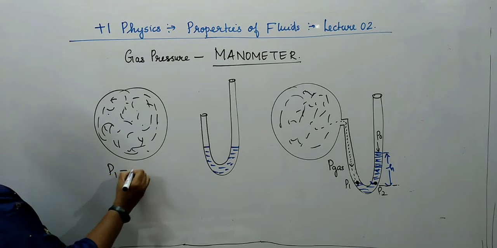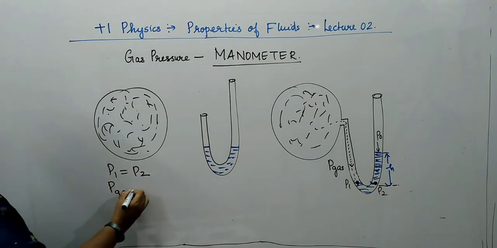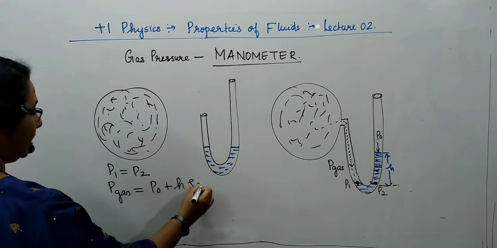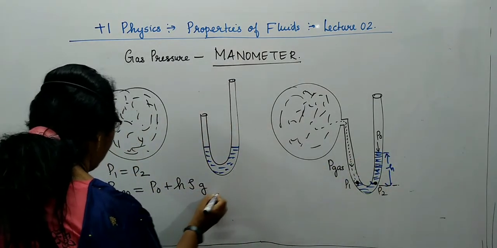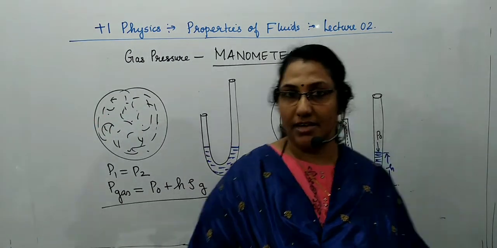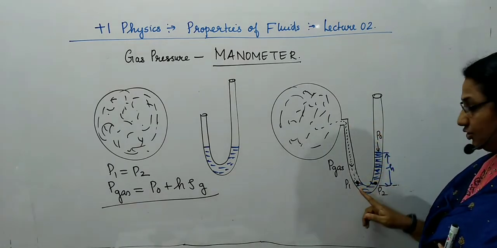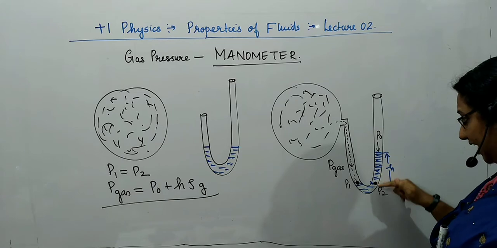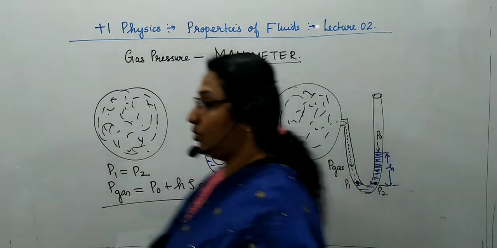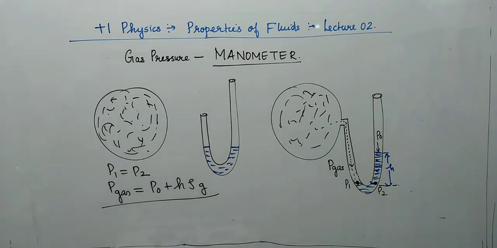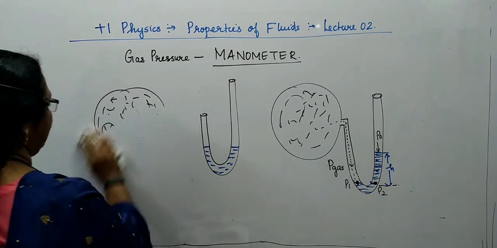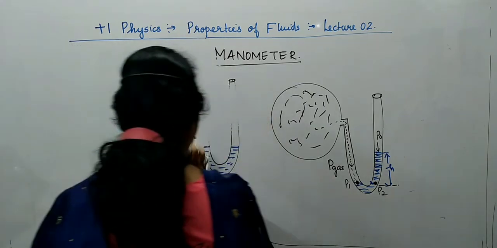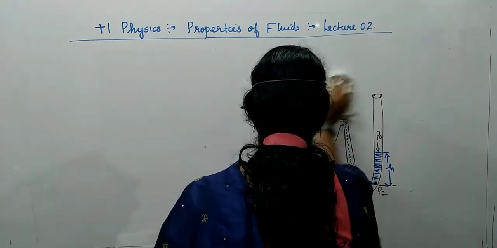P1 is the pressure provided by the gas and P2 is P0 plus H rho G. Take this height H by using a scale. The density of mercury is known to us, and G. You will get the gas pressure. Very simple. Clear? Simple device. Here the pressure is provided by the gas to this point, and here the pressure is P0 plus H rho G of mercury. So P gas will be equal to P0 plus H rho G. Clear? Okay. Hoping you have understood this much of the topic. Very good. So the manometer works like this. Now we know how a barometer and a manometer work. Clear? Yes.